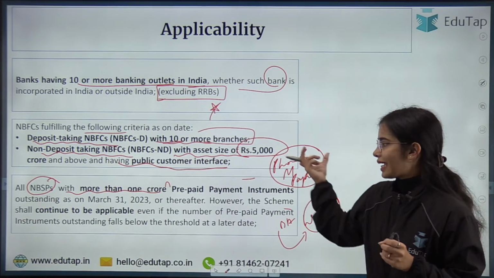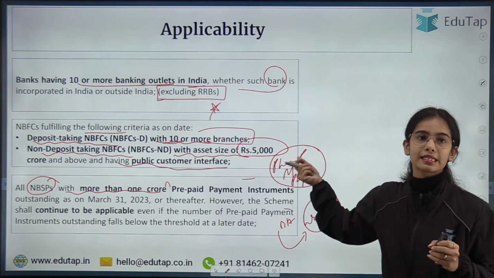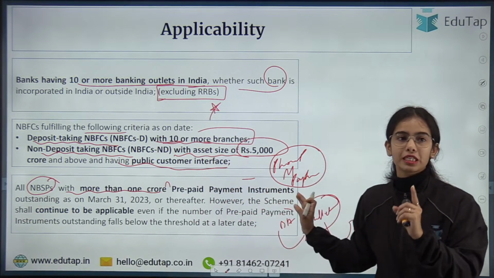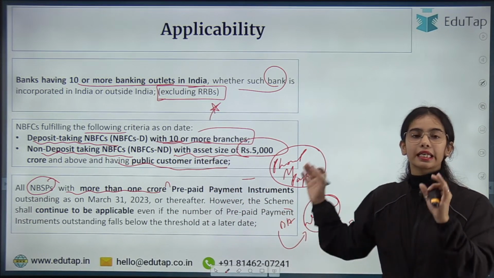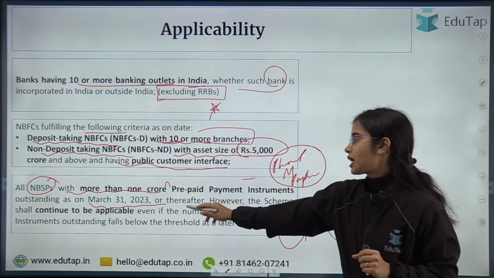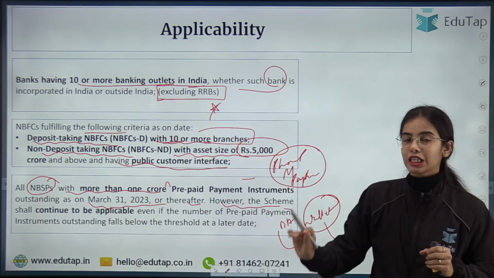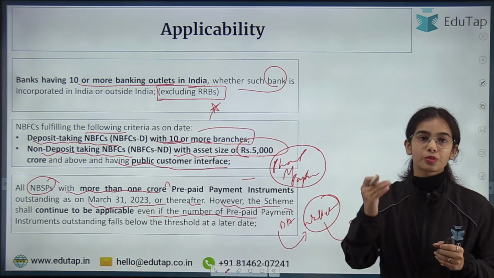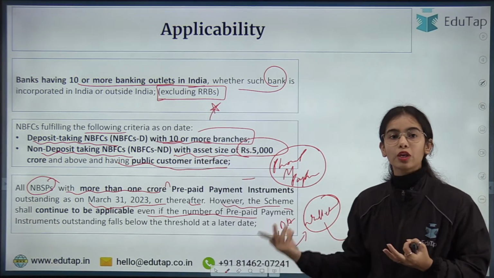So if any entity, that is the non-bank system participant, with more than 1 crore of the prepaid payment instruments outstanding, that is currently working as on March 31st, 2023 or thereafter, however, the scheme shall continue to be applicable even if the number of prepaid payment instruments falls below 1 crore on a later date.